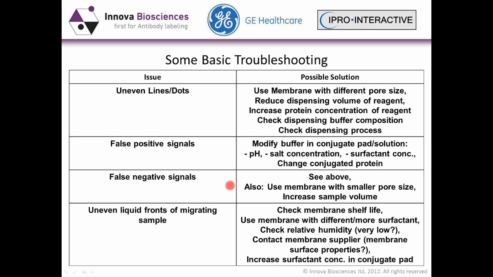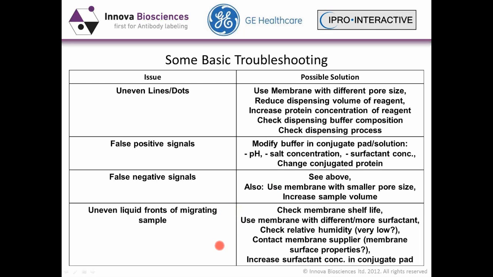For false negative signals, all these parameters can play a role, but here it might be advisable to use a slower membrane or to increase the sample volume in order to get more target bound, or to give, in case of a slower membrane, the test line reagent more time to grab the target out of the migrating liquid.